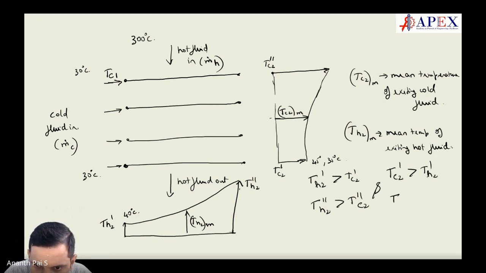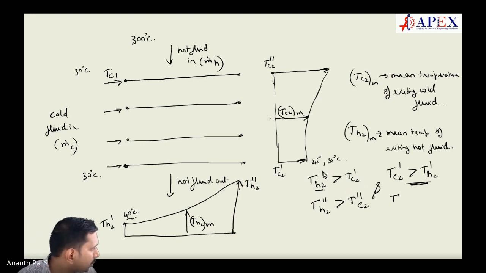So what is the first case? First case is TH2 dash is greater. The second case, this is 40 and this can be anything else. If TC2 dash is greater than TH2 dash, then it is this case. If it goes out at 45 degrees centigrade, it is this case. Both are possible.